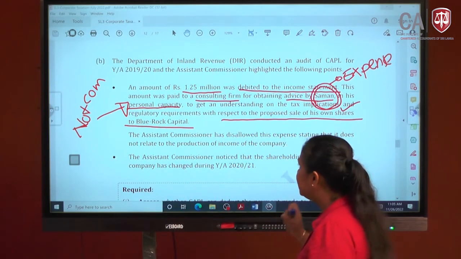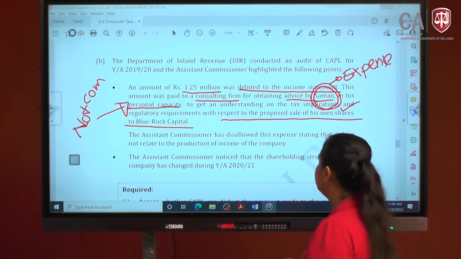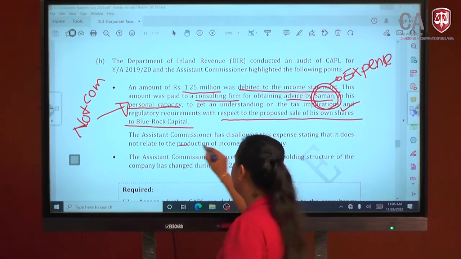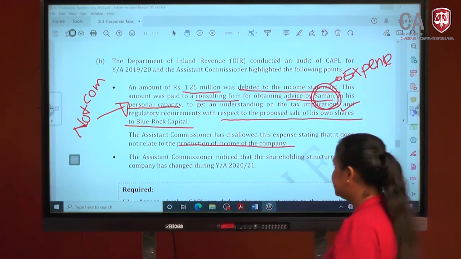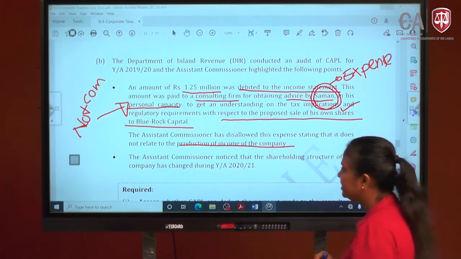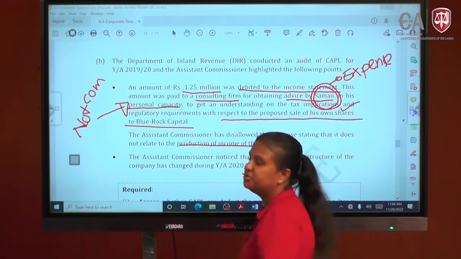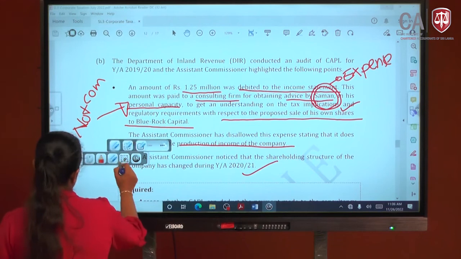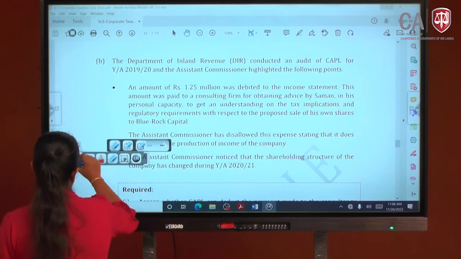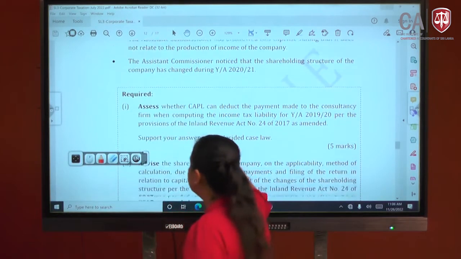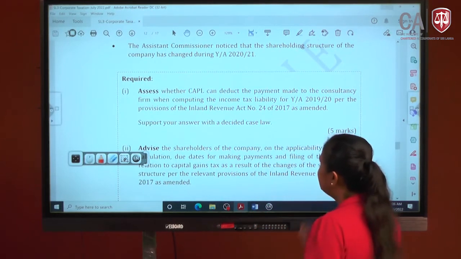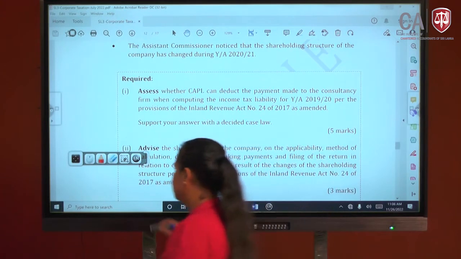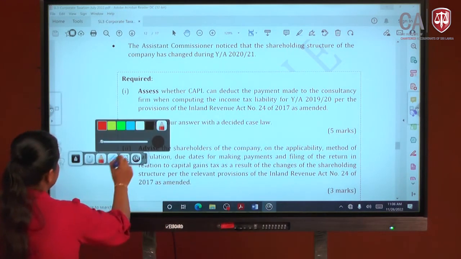Then the Assistant Commissioner has disallowed this expense, stating that it does not relate to the production of income of the company. The Assistant Commissioner noticed that the shareholding structure of the company changed in 2021. Based on this information, you have to assess whether CAPL can deduct the payment made to the consultancy firm. Okay, now let me take this one.